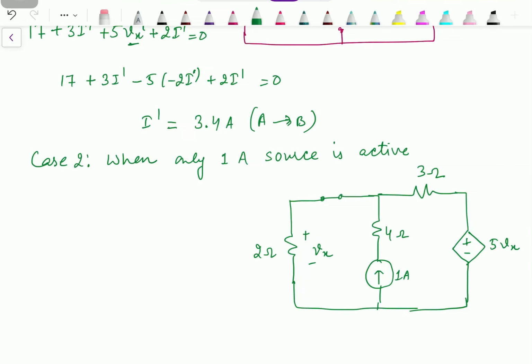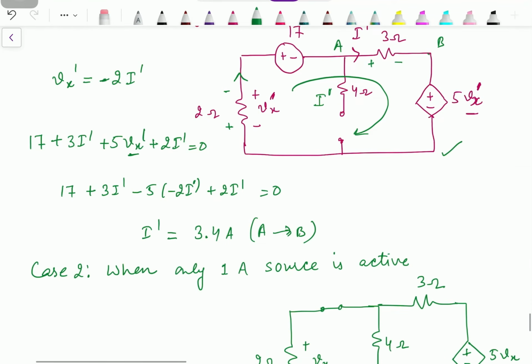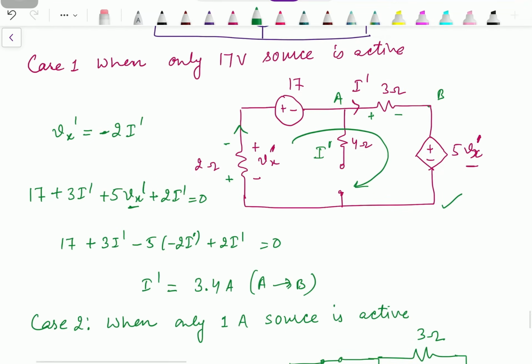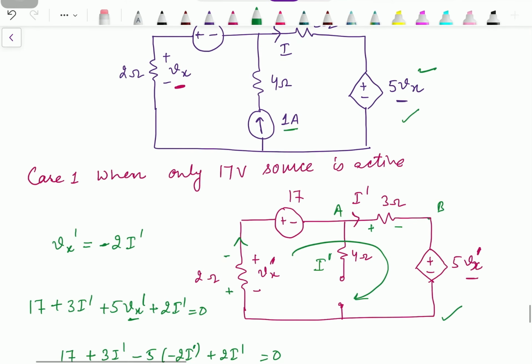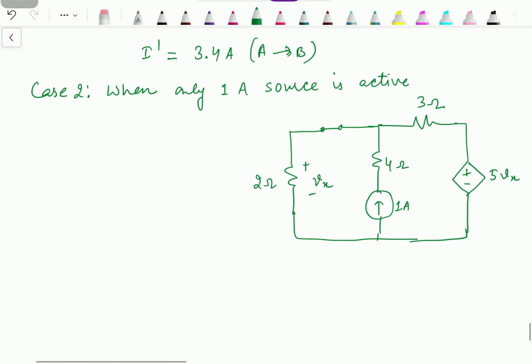Now again this circuit is different from the first case, when only the voltage source was active, and it's different from the initial circuit as well. So this Vx will not be the same as Vx dash. Let's write it as V double dash. We need to find out the current through this. It will become I double dash. This V double dash is reflected over here. So the voltage supplied by the source is now 5 times Vx double dash.